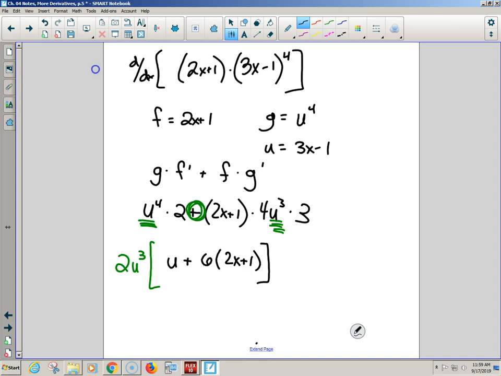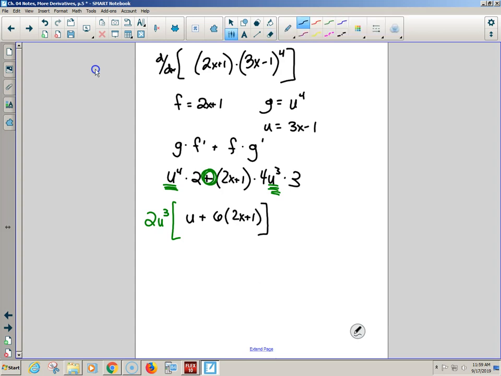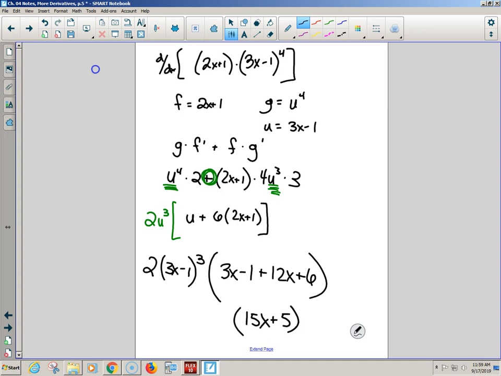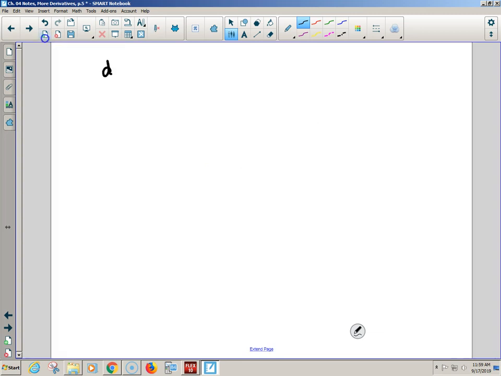And then at some point you have to plug back in, but at least you have everything all ready to go. So then you would have your 2u, which is 3x minus 1 cubed, and then you would have your 3x minus 1 plus 12x plus 6. And hopefully you would know to simplify that to be 15x plus 5, right? And hopefully then you could pull out a 5 if you needed to, yeah? Maybe that would make that type easier. Huh. Okay, so then what if I gave you something like, this is the one that we saw yesterday, didn't we, that it was nasty? What if I gave you something like sine of 2x cosine of 3x?